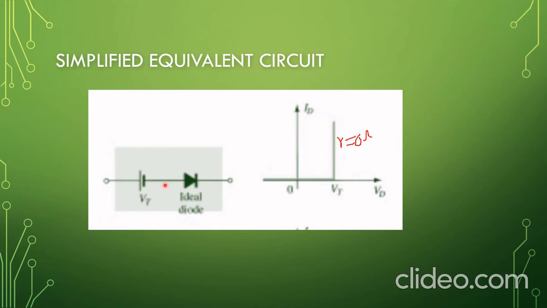It states that a forward biased silicon diode in an electronic system under DC condition has a drop of 0.7 volt across it in the conduction state at any level of diode current, and this is called the simplified equivalent circuit.